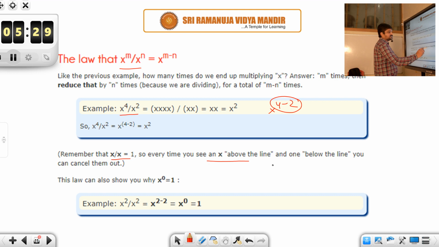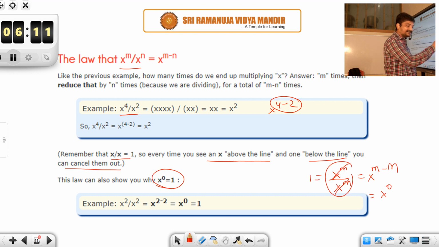Okay. So x power 0 is always 1, whatever may be the base, except 0. Why x cannot be 0? If x is 0, then what you are trying to do is divide 0 with 0. 0 with 0 is undefined in mathematics. Okay, students. So except for x equal to 0, for all other bases x power 0 is 1.